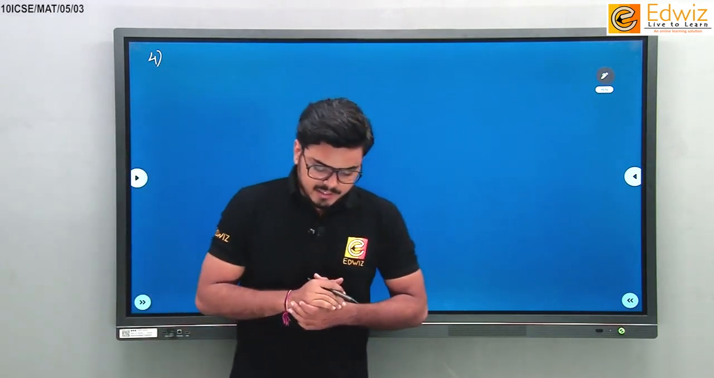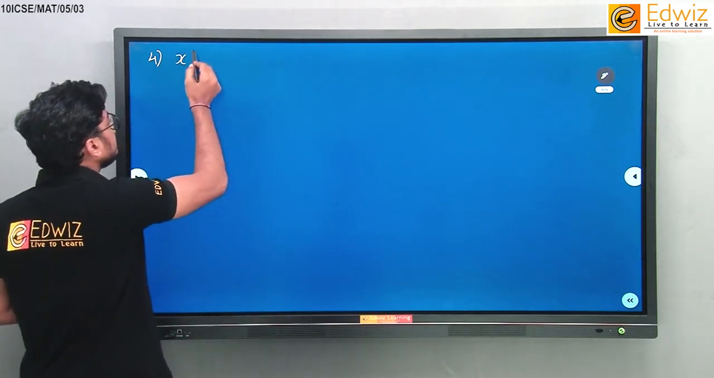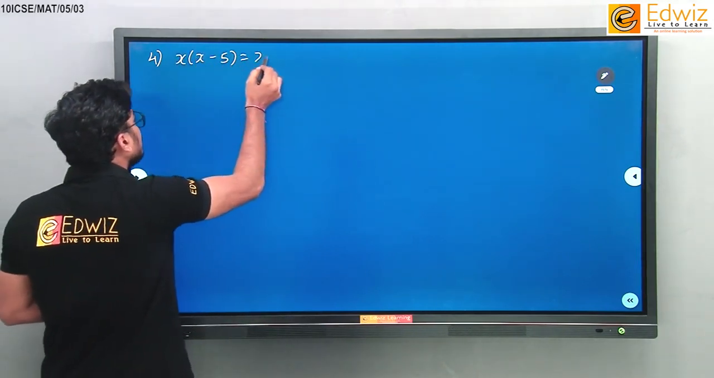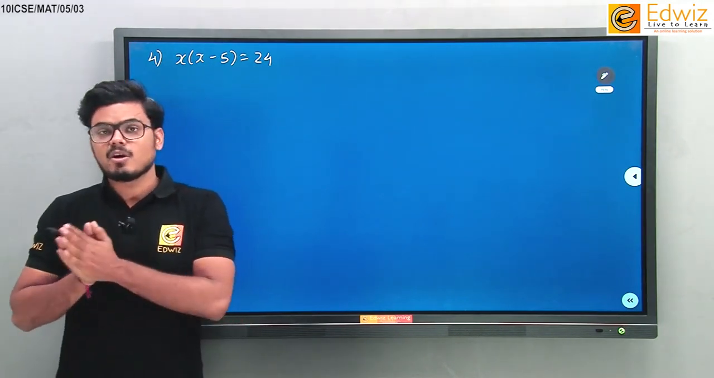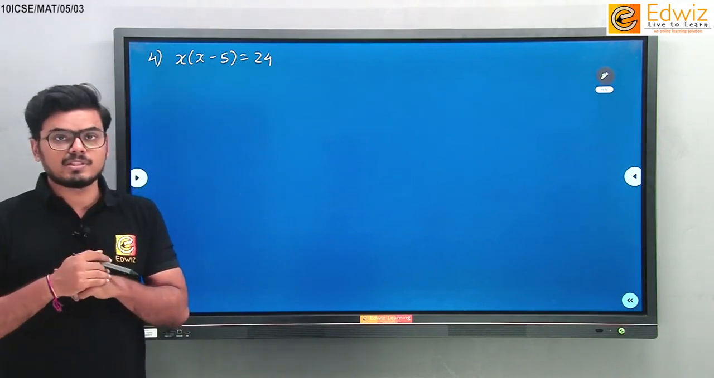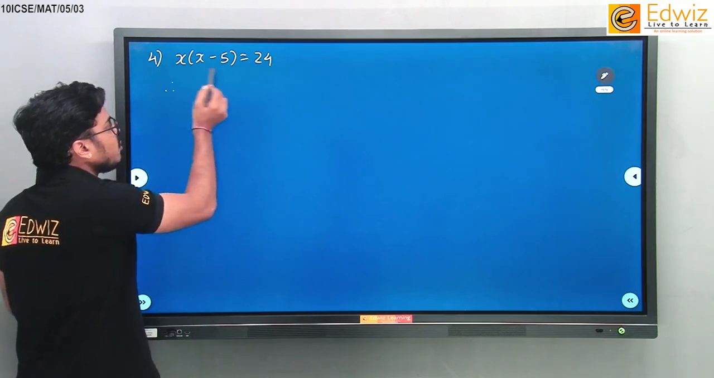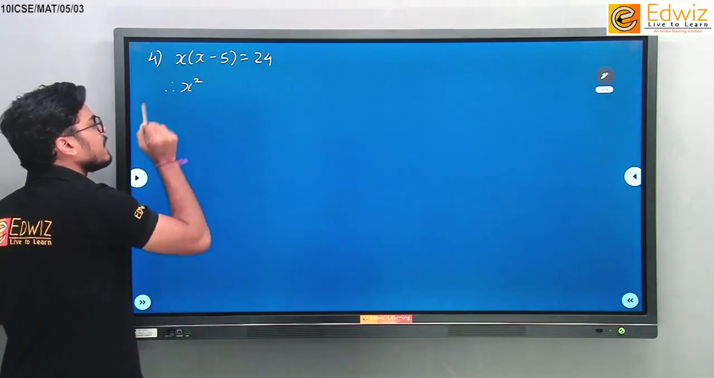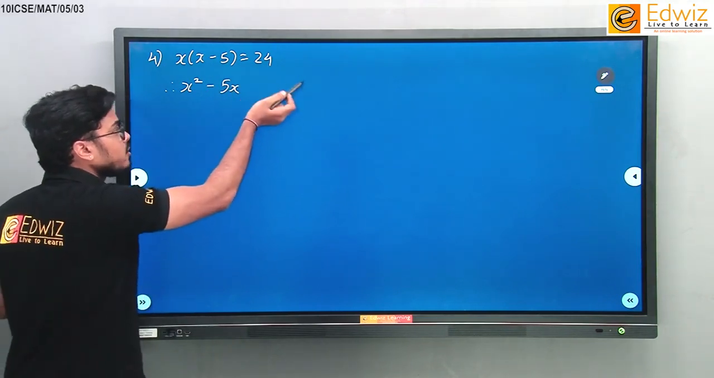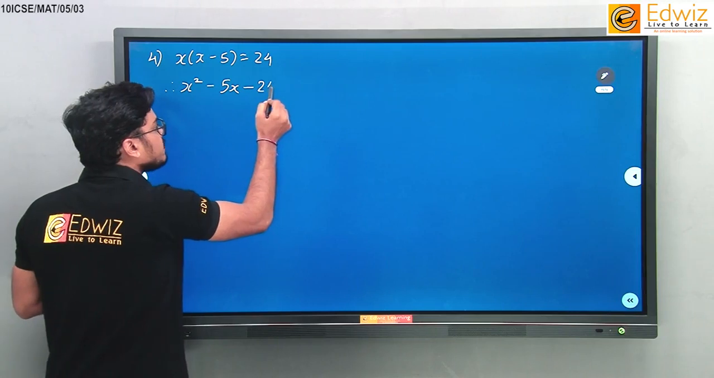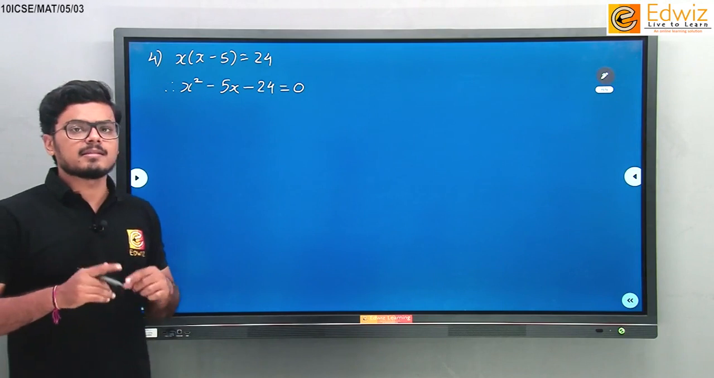Let's look at the fourth equation. X multiplied by x minus 5 equal to 24. Now this doesn't look like a quadratic equation, but I had said that if it is not looking like a quadratic equation, your first job is to bring it to its standard form. Just open the bracket. If we open this bracket, it will be x square minus 5x. And if I take this 24 on the left hand side, it will be minus 24 equal to 0. So this is our quadratic equation in its standard form.